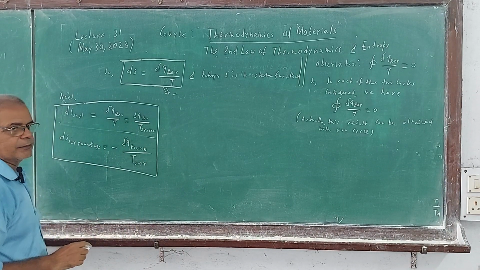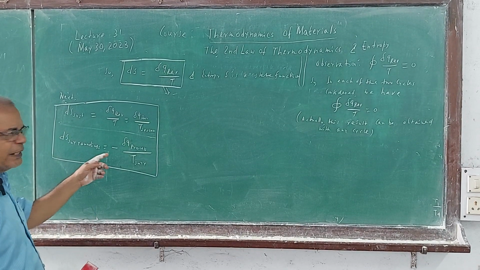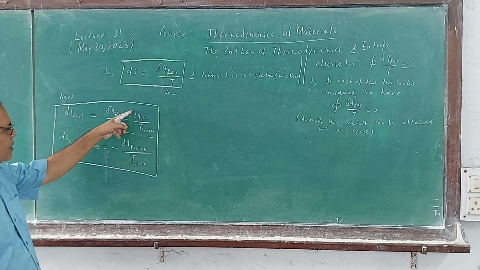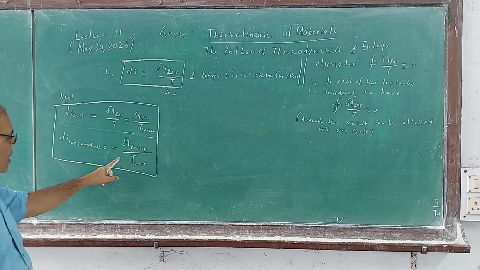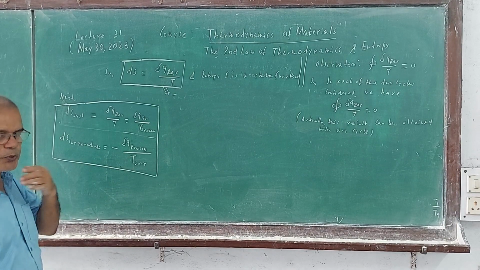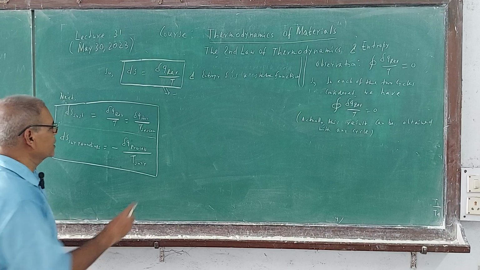Okay, so you follow this dq reversible. This is a negative sign, opposite sign, because this is the opposite sign system and the surrounding will be opposite sign. And this is the temperature of the surrounding for the dq process.